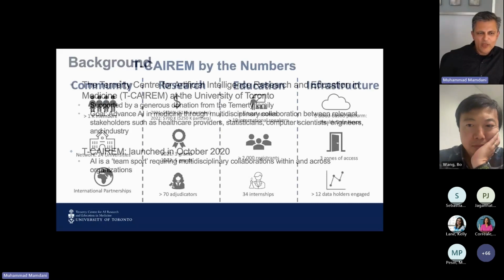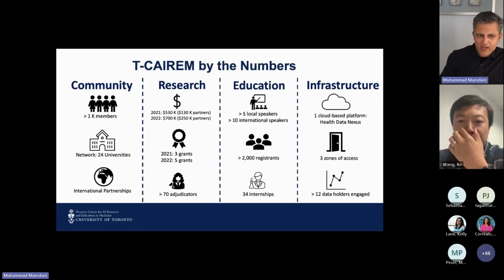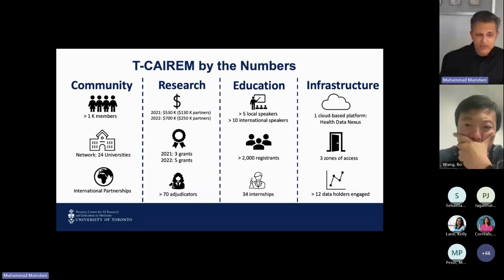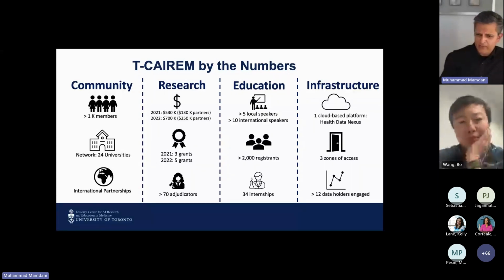The types of things that we do, we have a community of over 1,000 members now with 24 universities across the country and over 90 organizations. We have international partnerships with India and Israel, Technion in Israel and IIT in India. From a research perspective, we typically give out a little over $700,000 a year in grant funding. In education, we have monthly speaker series that are fairly well attended. We have trainee rounds. 80 to 100 trainees typically attend from all sorts of disciplines like computer science, engineering, statistics, medicine, all learning from each other.